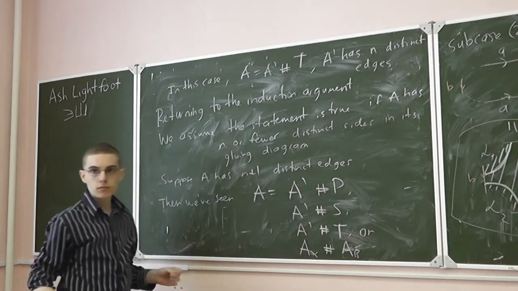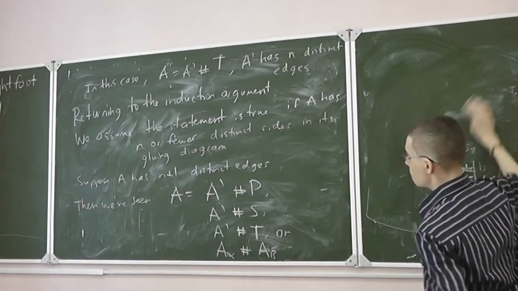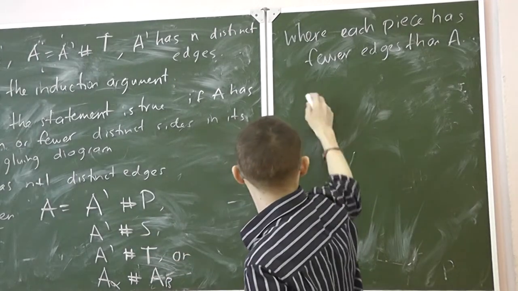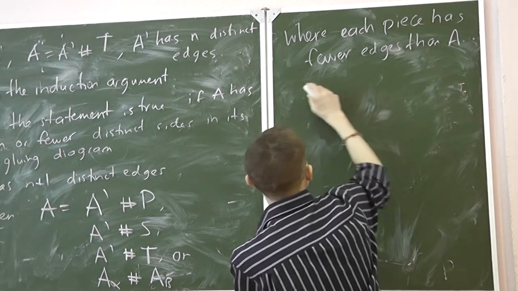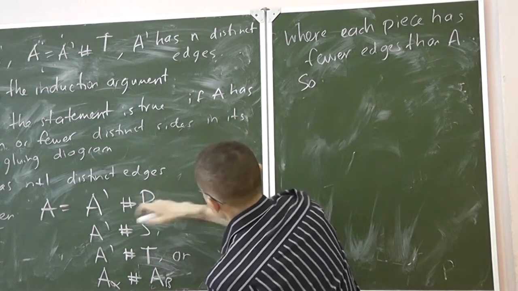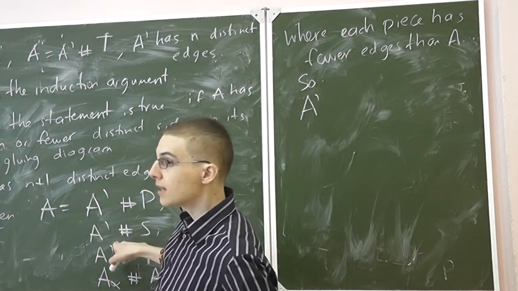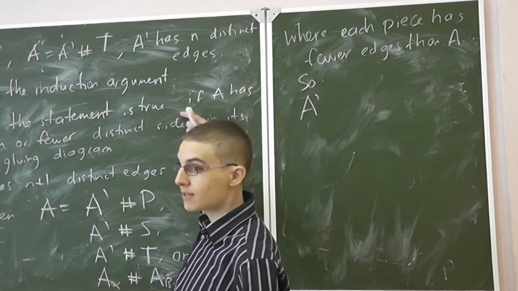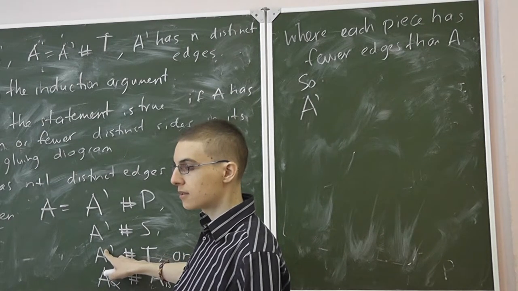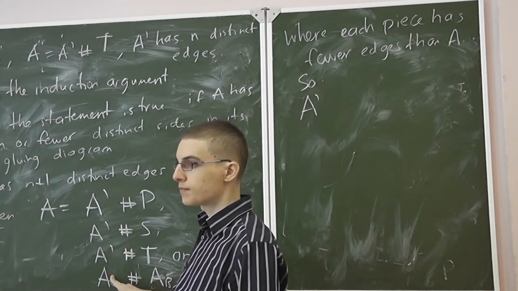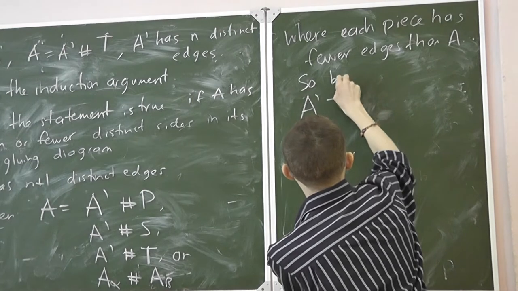Fewer, distinct, distinction. Where each piece, e.g., has fewer edges than A, so these are letters. So this A prime, in our statement here, has n or fewer distinct edges. So therefore, the statement is true for it. So what can we say about A prime by the induction assumption? Well, A prime can be shown as a connected sum of n projective planes or n tori.